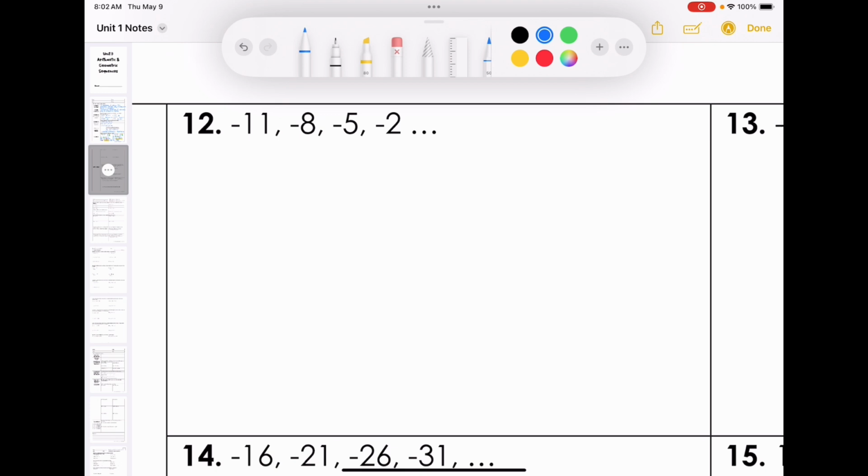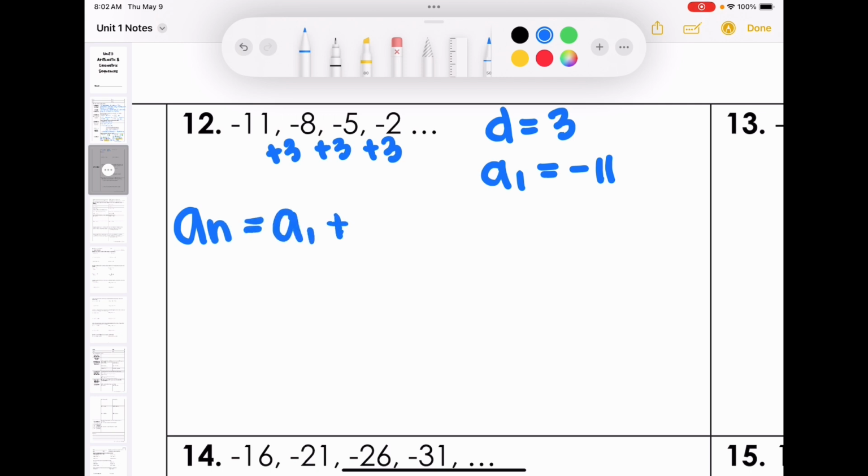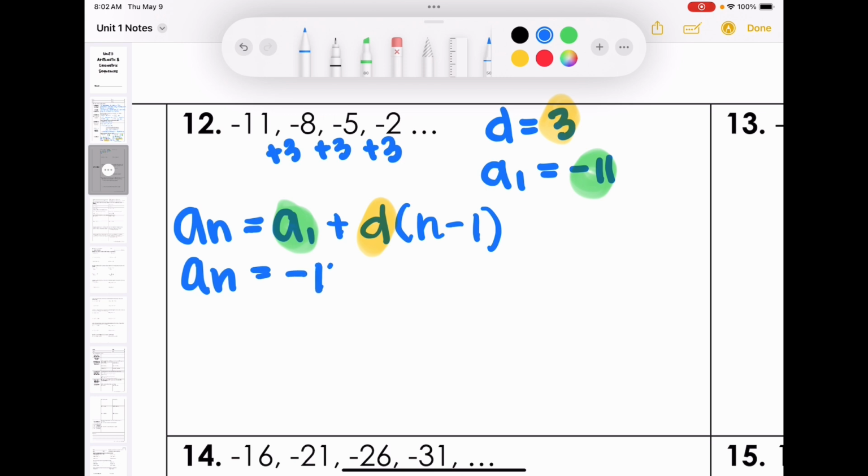All right, so we have negative 11, negative 8, negative 5, negative 2. So this time, we are adding 3 every time. So my common difference is going to be 3. And then my first term is going to be negative 11. So I'm going to plug 3 in for D, and negative 11 in for A1. So there's our arithmetic sequence formula.